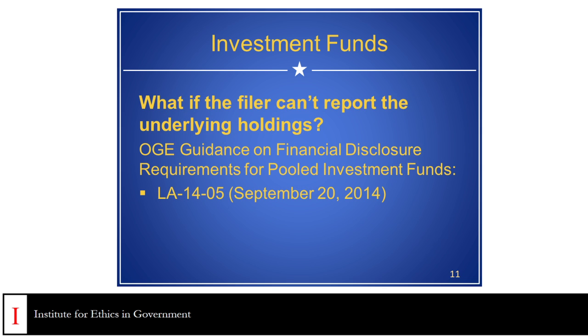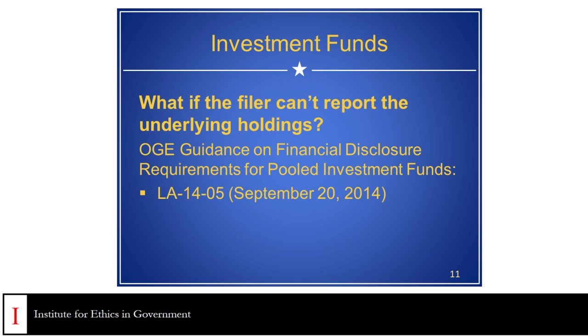Now, what happens if a filer owns a fund that does not qualify as an EIF and the filer cannot report the underlying holdings? OGE issued a legal advisory, LA 1405, addressing this situation for individuals nominated by the President to Senate-confirmed positions, PAS nominees. My discussion here will be based on the advisory, which focuses specifically on the situation in which a PAS nominee is unable to disclose the holdings of a pooled investment fund that does not qualify as an EIF.